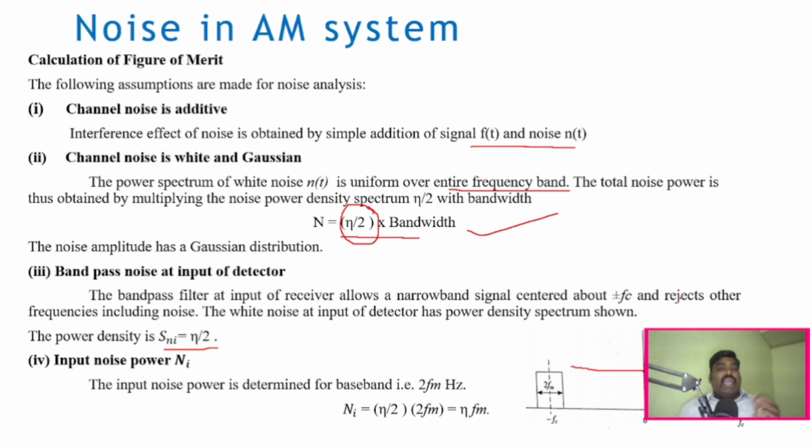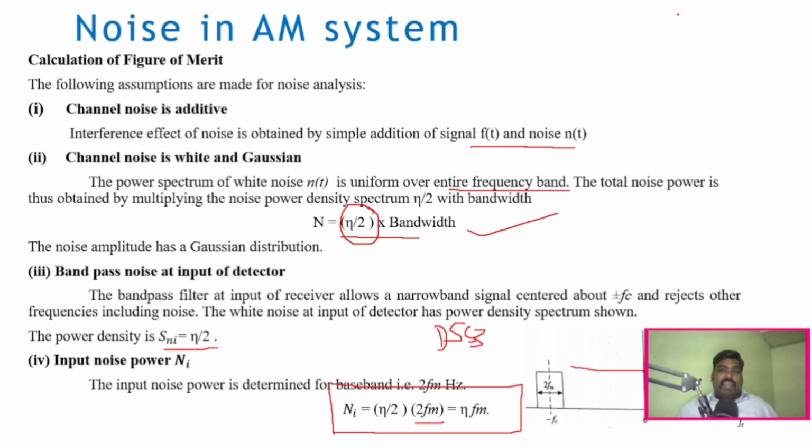So now how will you calculate the input noise power? We already said input noise power can be calculated using this one. That is, total noise power is eta divided by 2 into bandwidth, right? So eta divided by 2 into bandwidth is nothing but 2 FM, because we are going to consider the DSB-SC system, and we know that the DSB-SC system bandwidth is 2 FM. So the input noise power is eta into Fm.